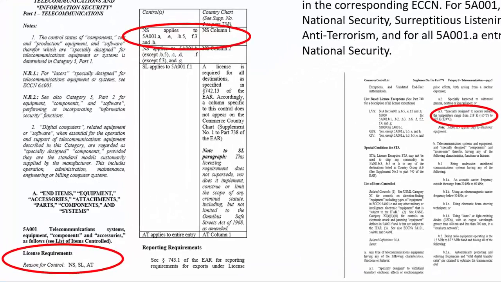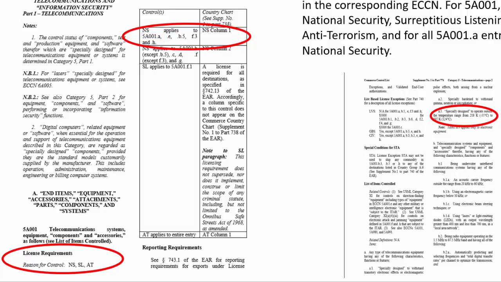They are national security, surreptitious listening, and anti-terrorism. So for this particular entry, 5A001, we have 3 reasons for control. If you move over to the right-hand side, it gives more detail on each reason for control. NS applies to, there it is, 5A001.A.3.